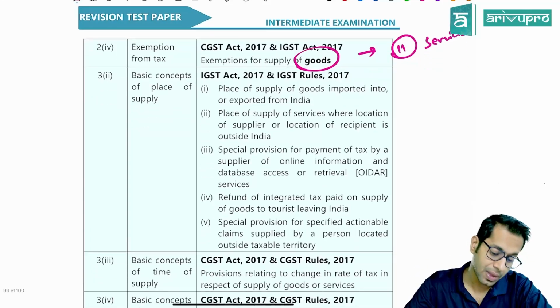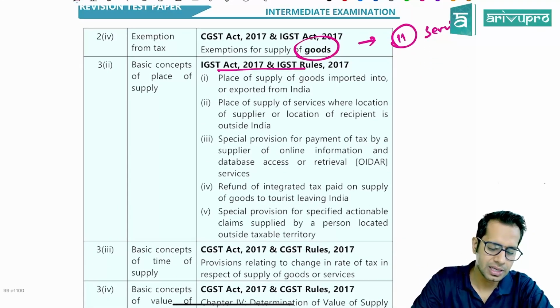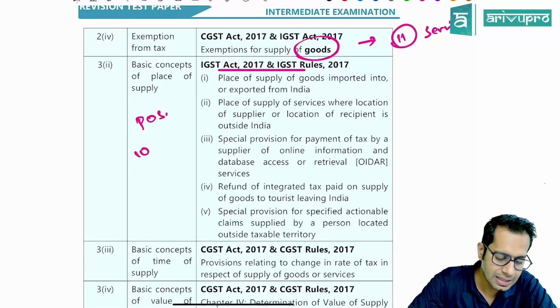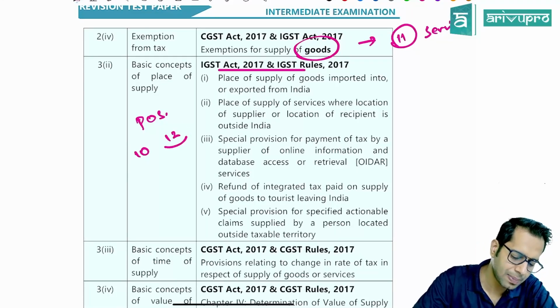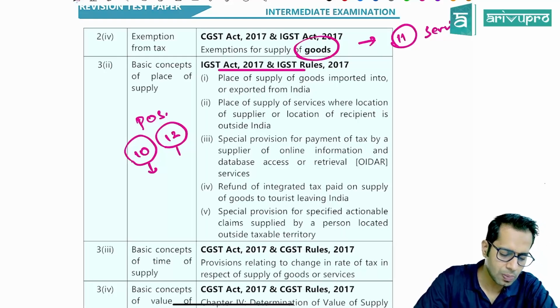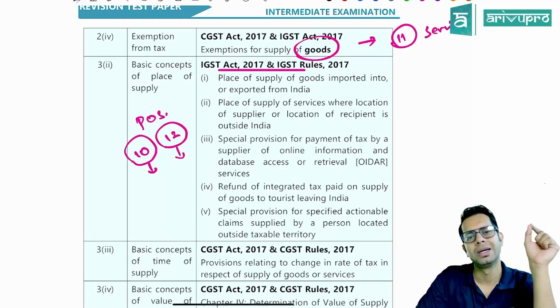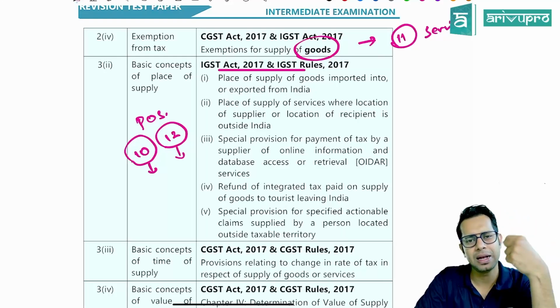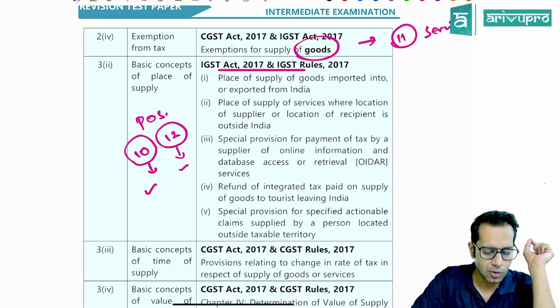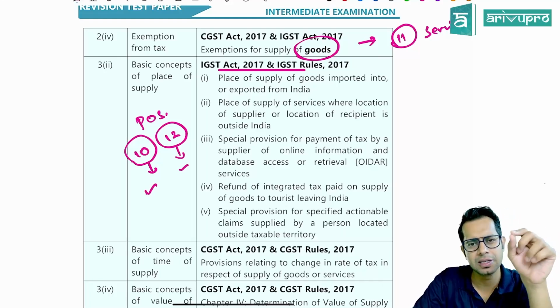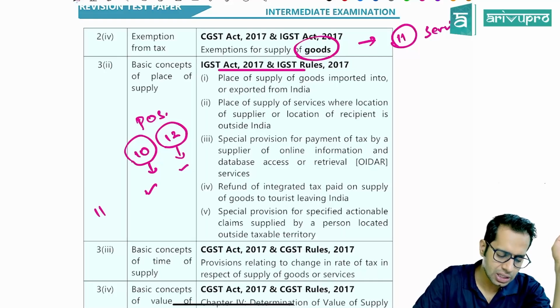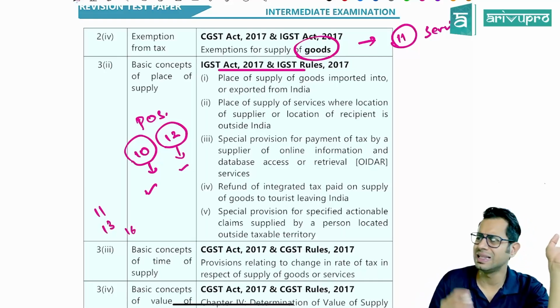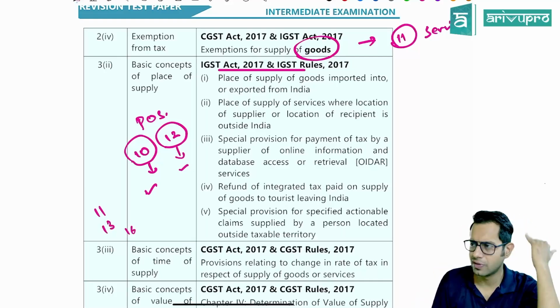Then from your IGST topic, there is a chapter called place of supply. Under place of supply, section 10 is applicable to you, section 12 is applicable to you. Section 10 talks about place of supply of goods where the supplier and the recipient are both in India, and section 12 talks about place of supply of services where the supplier and the recipient both are in India. These are applicable to you. Section 11, section 13, section 16, etc. These are the sections which are not applicable to you. They have given that confirmation.